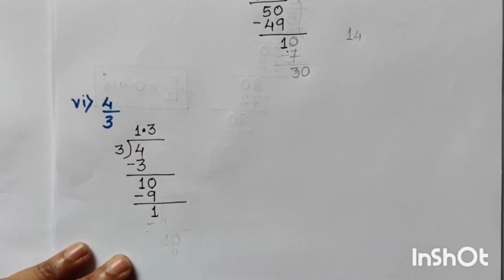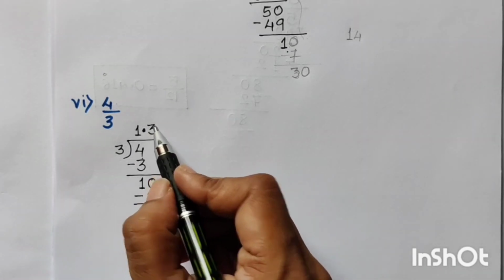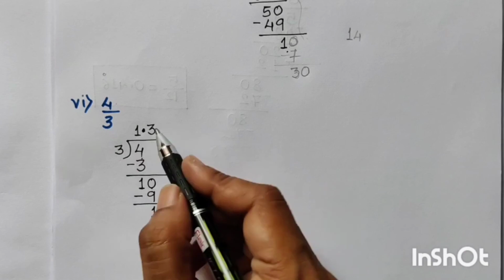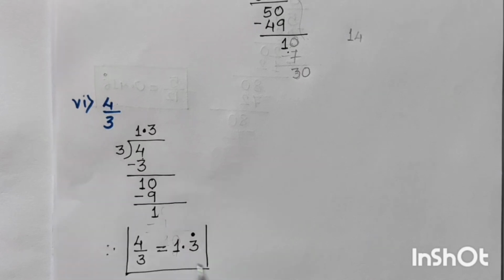Such type of decimal form is known as non-terminating decimal form, and in the quotient we are getting 3 again and again. That means 3 is recurring. So while writing the answer of this sum, how to write? 4 upon 3 is equal to 1.3. 3 is coming again and again, so we have to put a point on this 3. In this way you can write the answer of this sum.